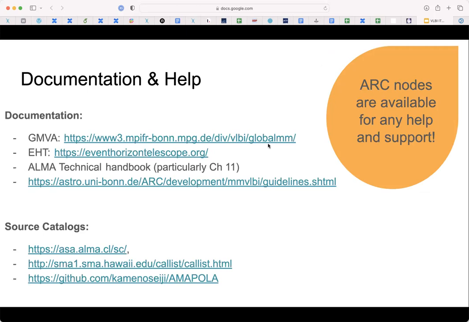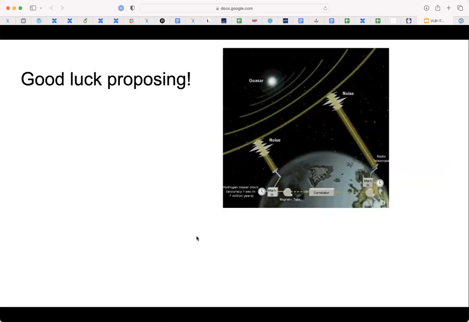There is documentation and help online. There's a lot of documentation and help online. I already showed you the GMVA sites. There's a lot more information than what we have shown here. For time, we cannot go into every detail, but there's a lot more information in the technical handbook that's kept up to date, especially in chapter 11 for the coming cycle. And again, there are source catalogs that are very useful.